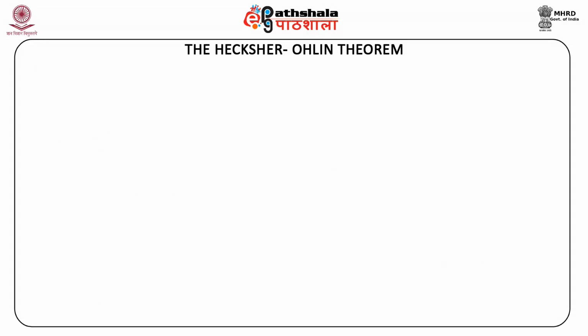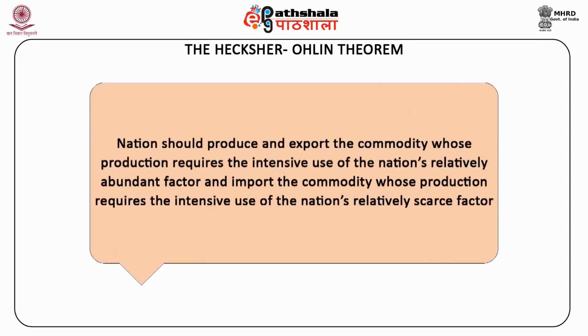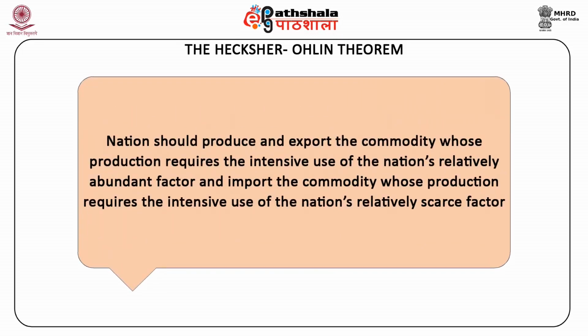Now we will understand the Heckscher-Ohlin theorem in detail. The theorem states that a nation should produce and export the commodity whose production requires the intensive use of the nation's relatively abundant and cheap factor, and import the commodity whose production requires the intensive use of the nation's relatively scarce and expensive factor. In simple words, a capital-intensive country exports capital-intensive products and a labor-intensive country exports labor-intensive products.